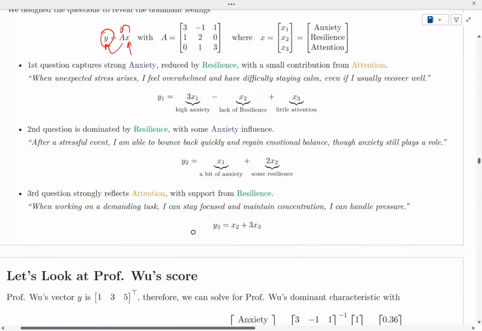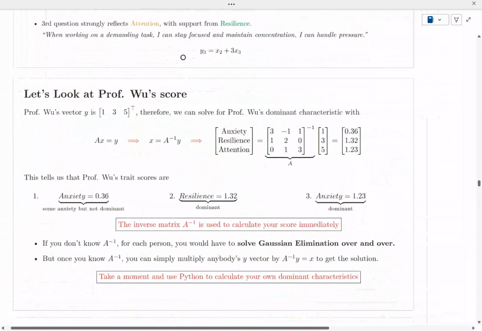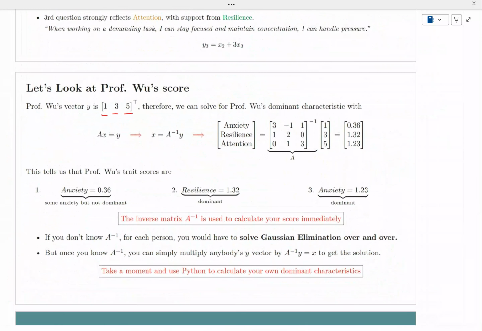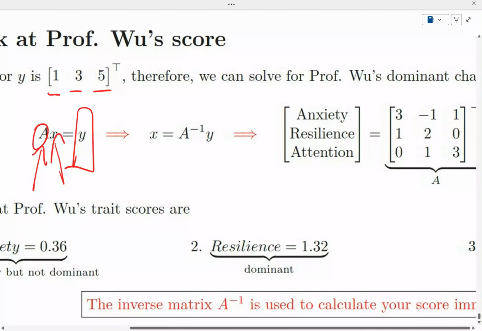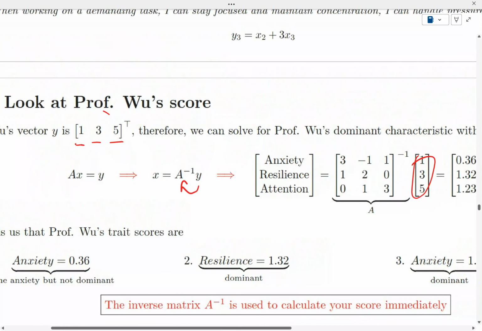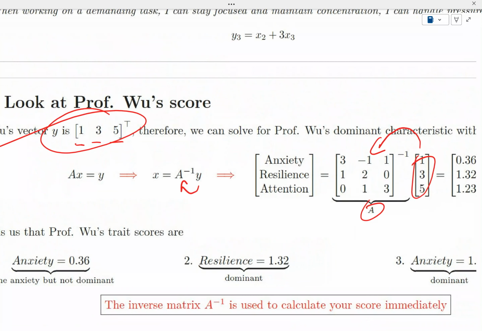All right, so let's look at Professor Wu's response. Let's say for me, I score 135. So 135 is my y, and we know the A, so we can now solve for x, which reveals my hidden dominant feeling. Like I told you, we can solve this with Gaussian elimination, or we can just multiply by A inverse, which is what I'm going to do. I'll take my score, 135, and multiply by A inverse.